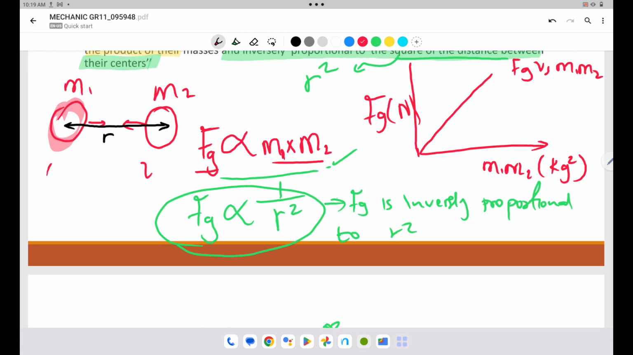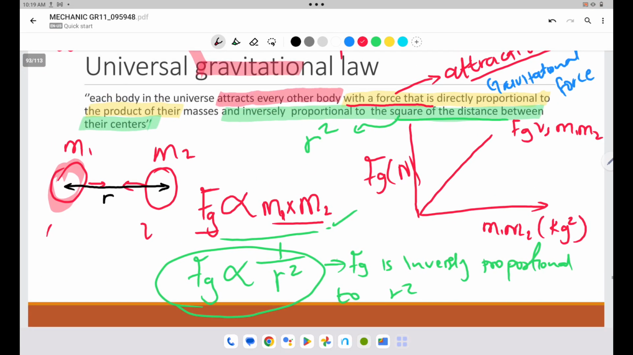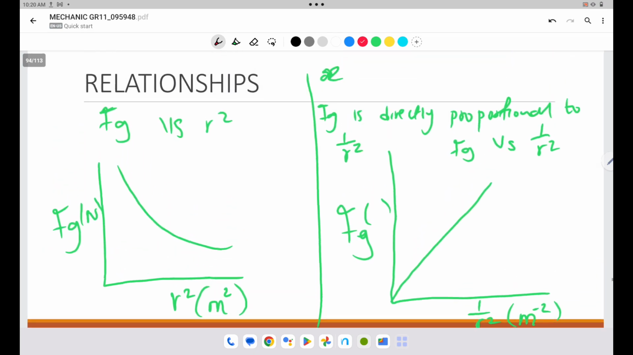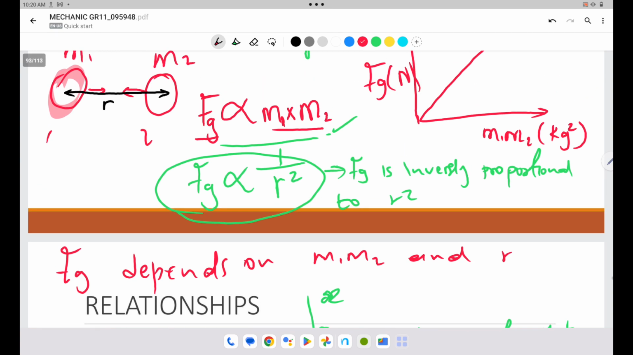What I want us to take from this is the graphs, number 1. Number 2, what I want us to take from this is that this gravitational force that we are being told is directly proportional to the product of the masses and inversely proportional to the square of the distance. From that statement, we can conclude that this force Fg depends on the product of the masses, and it also depends on the distance between the centers of these objects.